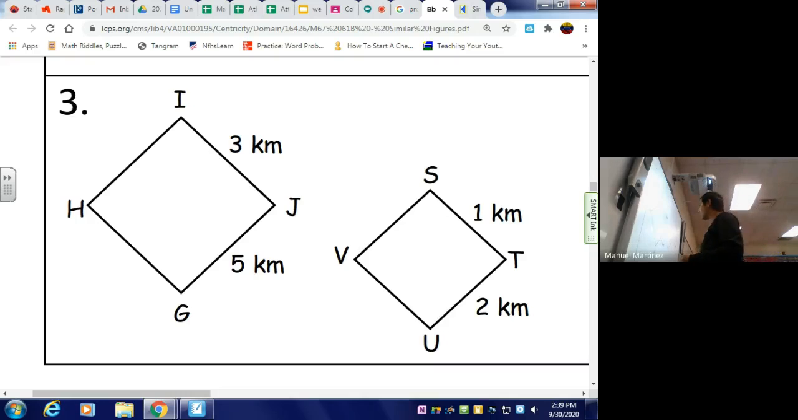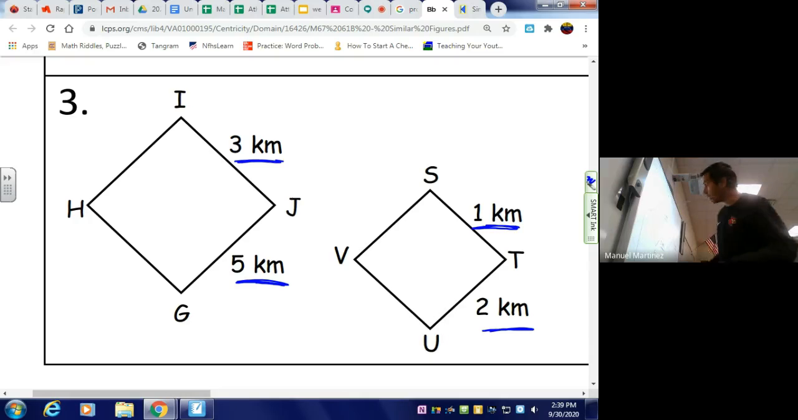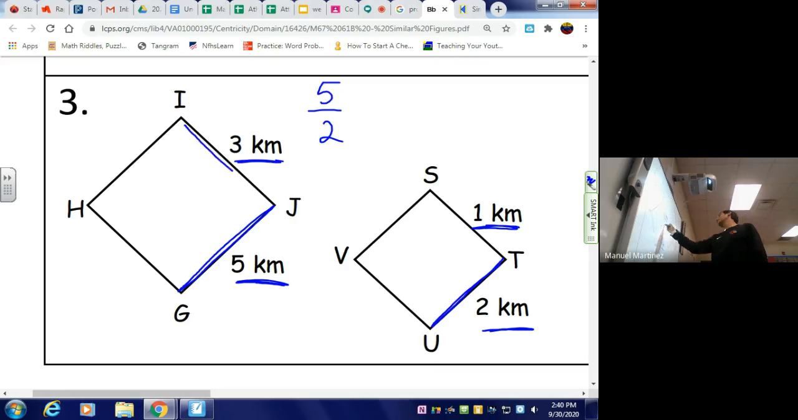Okay, what do we do with this? You put them into fractions. We set up ratios with them. We set up ratios with the corresponding sides. So this side and this side are corresponding. We set up the ratio 5:2, and then this side and this side are corresponding. We set up the ratio 3:1.